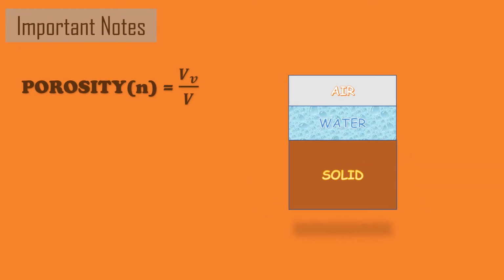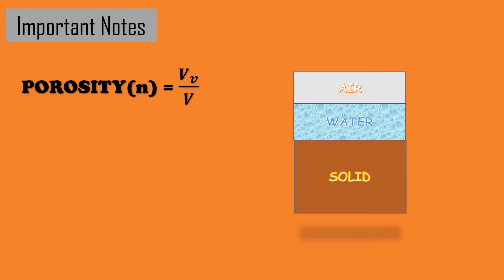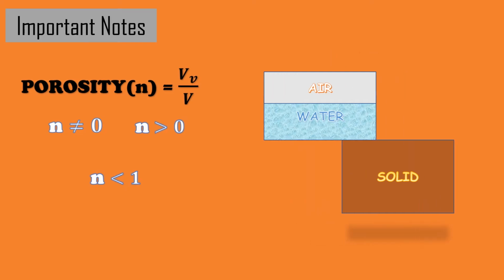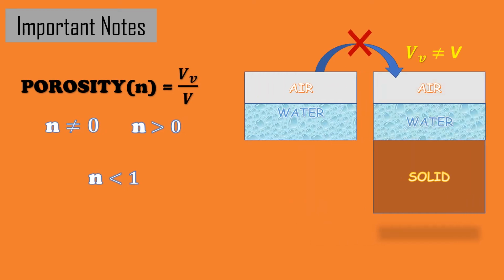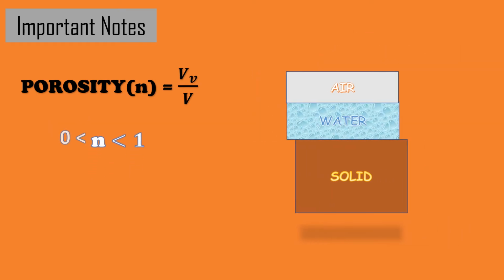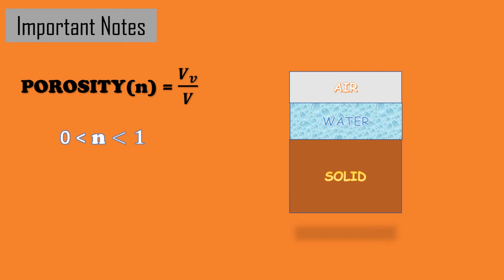Now, let's see some important points related to porosity which should be noted. The porosity cannot be zero because the volume of voids in a soil mass cannot be zero. Hence, porosity will always be more than zero. The porosity of any soil mass will always be less than 1 because the volume of voids in the soil mass cannot be more than the total volume of soil. So, in general, we can say that the value of porosity will always be more than 0, but less than 1.